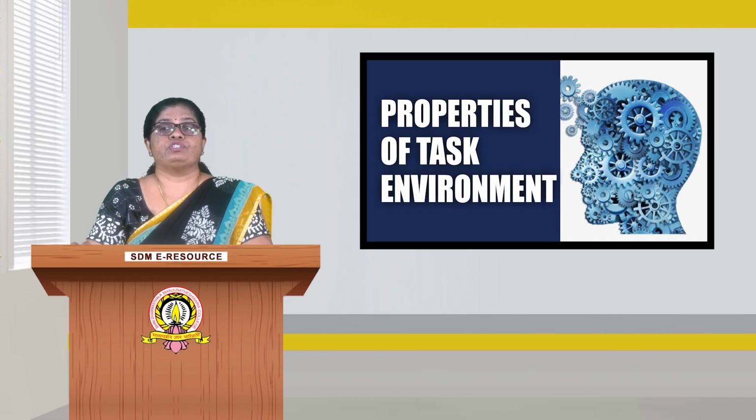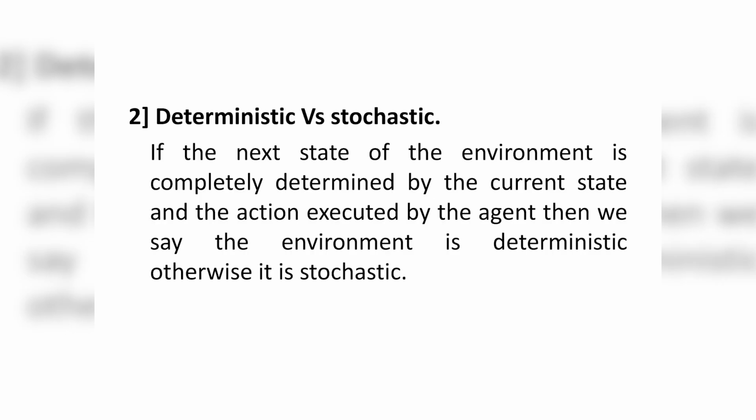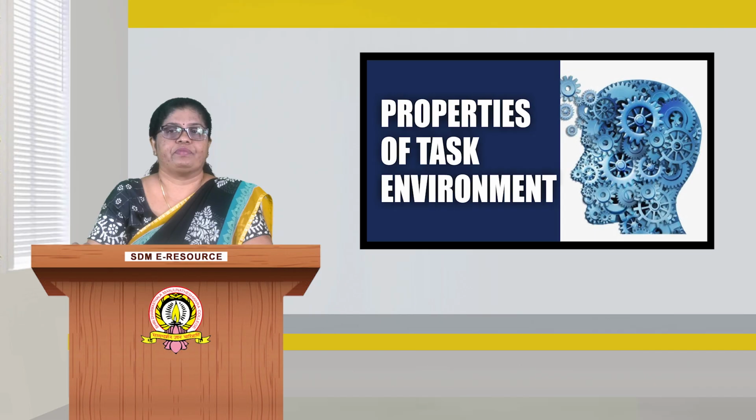Deterministic versus stochastic. If the next state of the environment is completely determined by the present state of the environment, then such an environment is known as a deterministic environment. If it is not, we call it a stochastic environment.